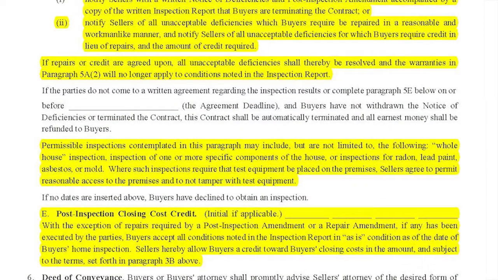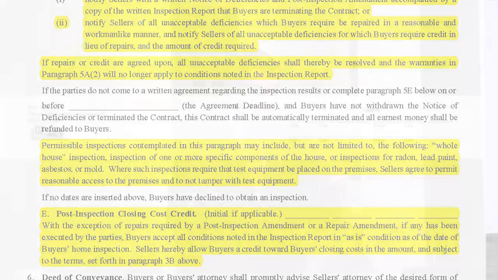If the parties do not come to a written agreement regarding the inspection results or complete paragraph 5E below, on or before blank, the agreement deadline, the buyers have not withdrawn the notice of deficiencies or terminated the contract. Let me pause. Another new and exciting option. It's the "I'm so sorry, I take it all back" option. Because it says buyers have not withdrawn the notice of deficiencies. We didn't used to have that option. So once you rang that bell and served a notice, there was no taking it back.